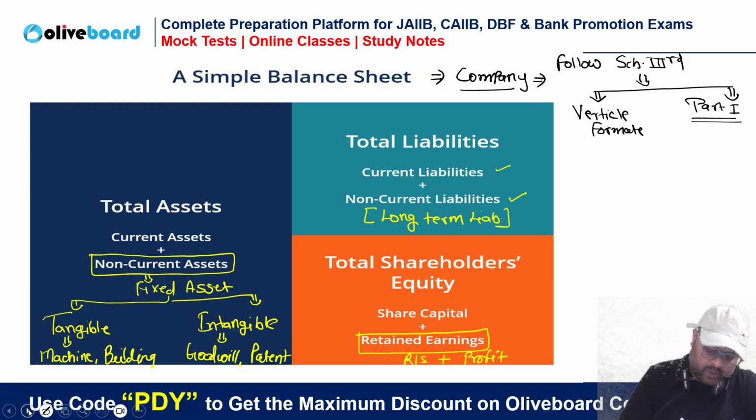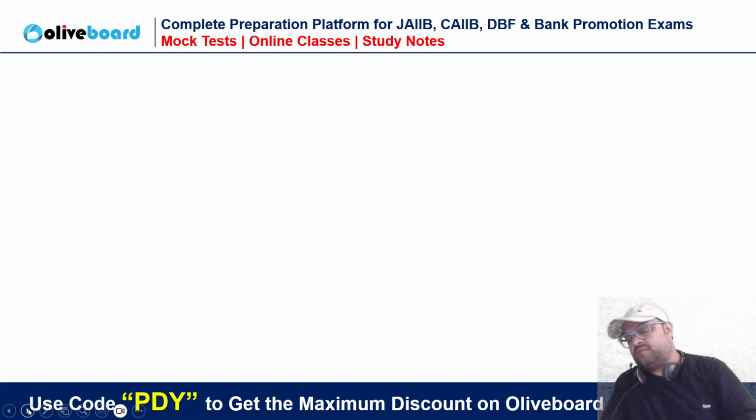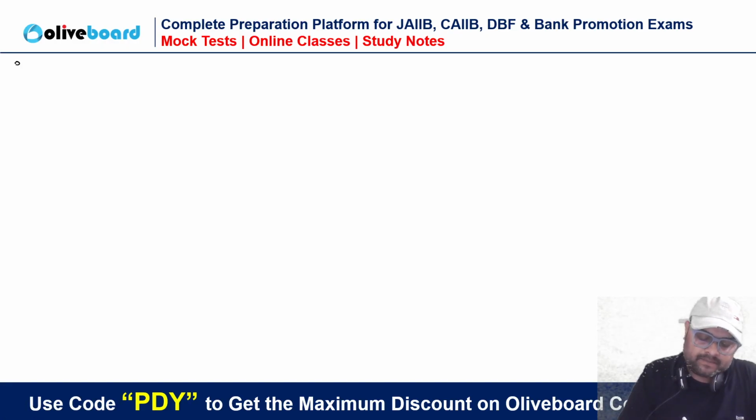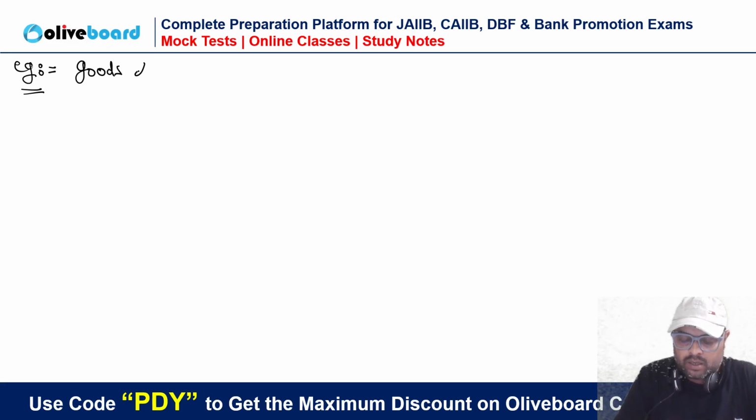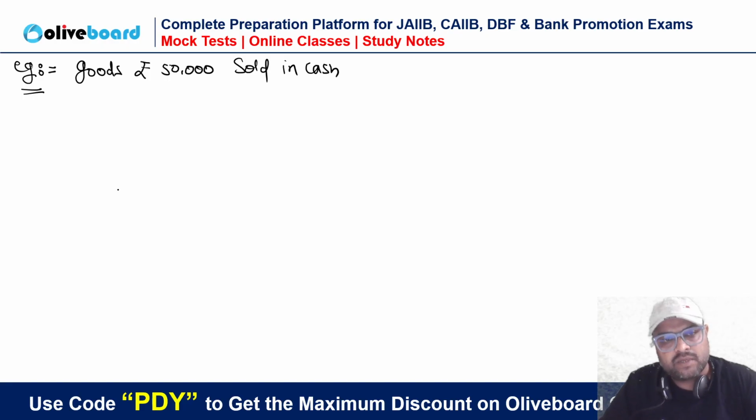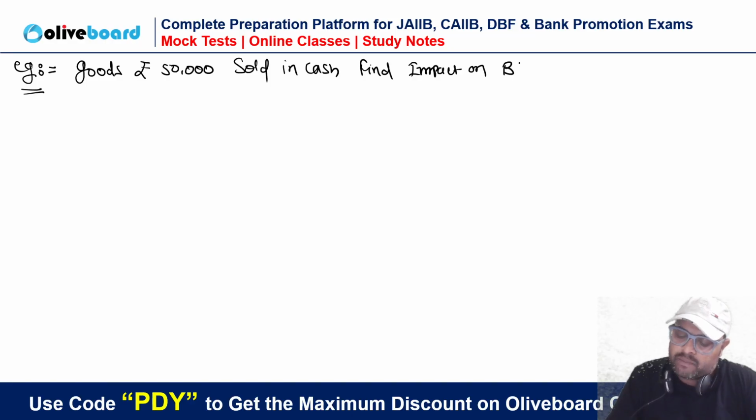Now, there is another pattern of questions which they ask. They will give you a transaction like goods worth rupees 50,000 sold in cash. They will give you that type of transaction in the exam, and they will ask you to find its impact on the balance sheet: how this transaction will affect the balance sheet.